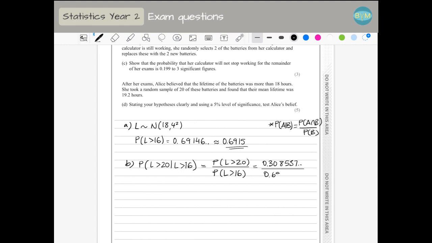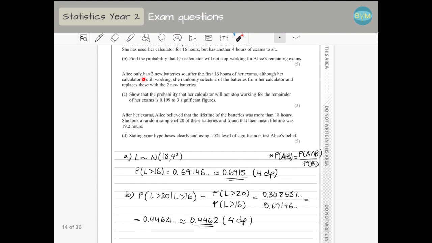And then I divide by the value that I got before. That was 0.69146. I would keep the values in the calculator, divide, and then round at the end. So we have 0.44621, and I'm going to round again to 4 decimal places. So 0.4462. So this is the second part.